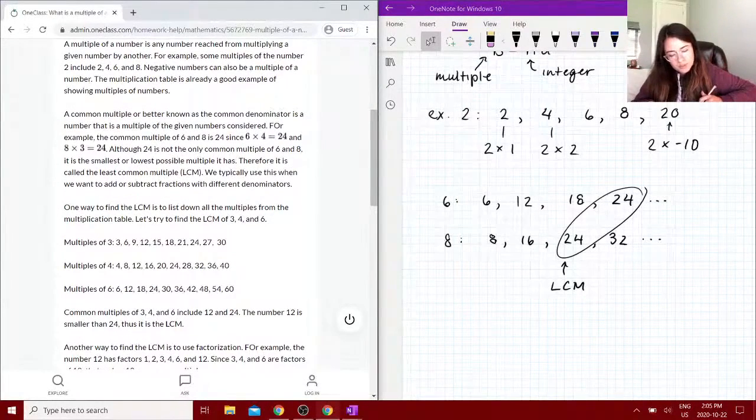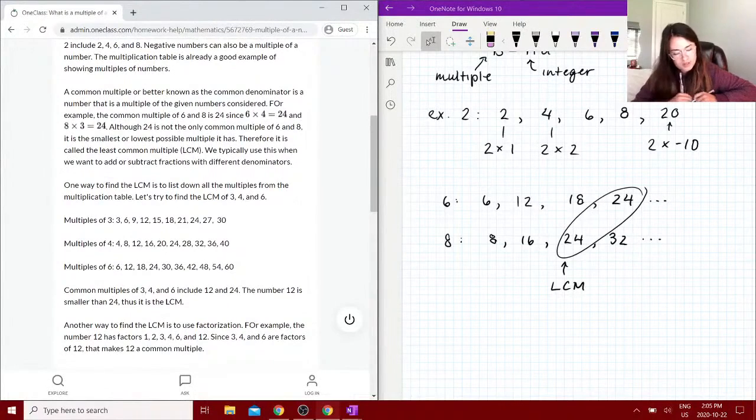So I'll just keep reading the solution here. For example, a common multiple of 6 and 8 is 24. Yes, we know that 6 times 4 is 24, and 8 times 3 is 24. So it's not the only common multiple, but it is the smallest, as I said.